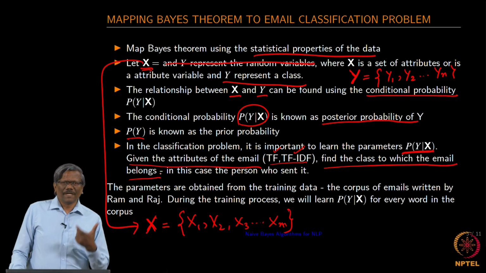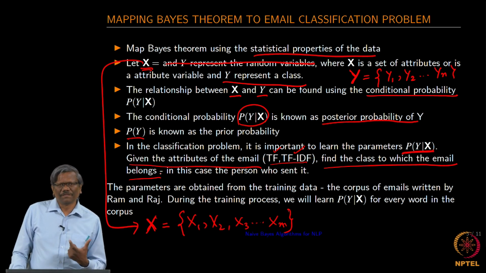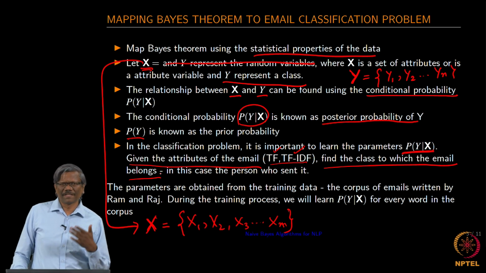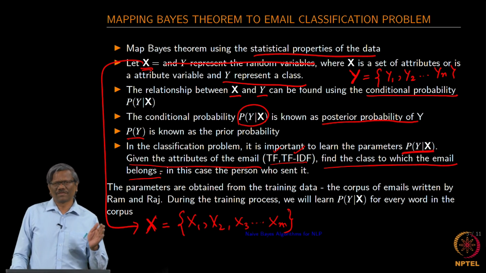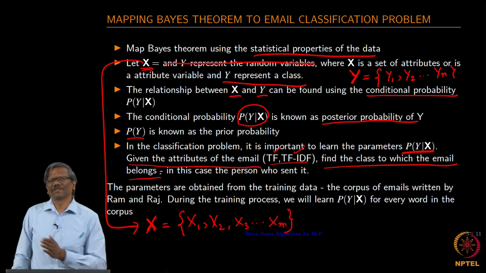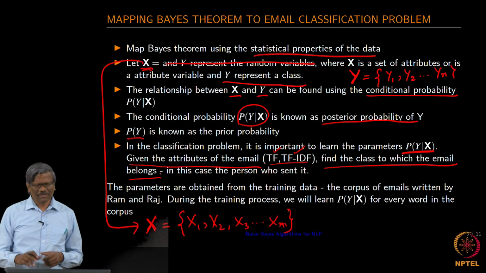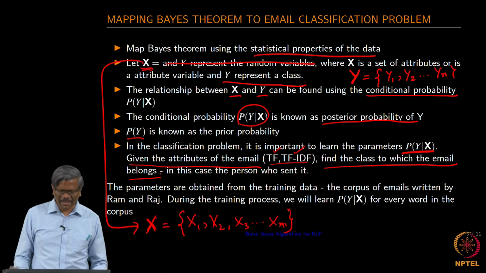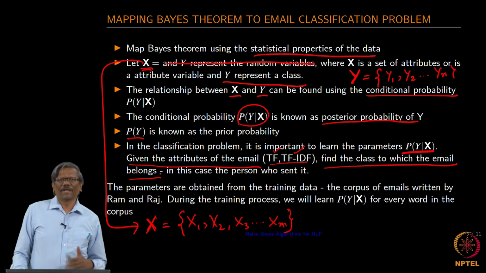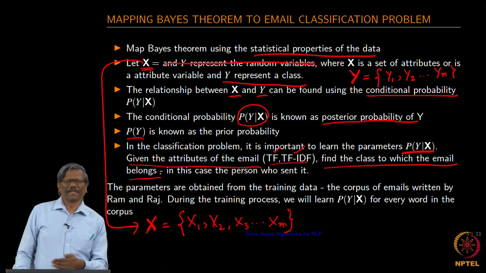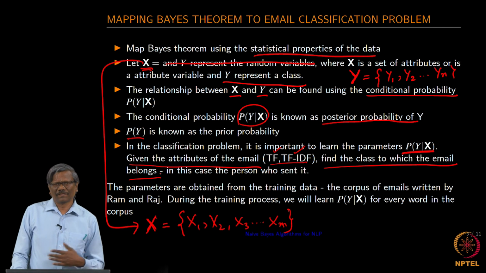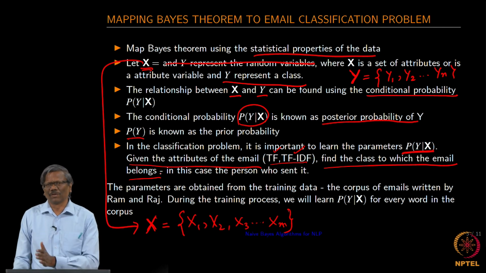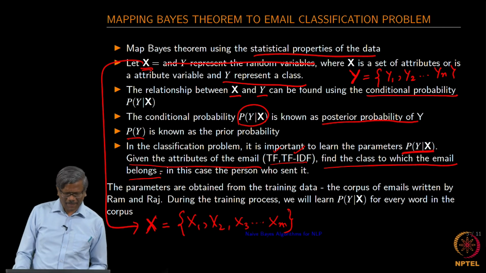And then based on the combinations of the words that are present in the email, we want to classify whether it belongs to class 1, which is Ram, or Raj, or class 2. That is what we want to find out. Now, looking at the contents of the email, how can I take the attributes out of that? That is where TF, TF-IDF or bigram frequencies, all those things would come into play.